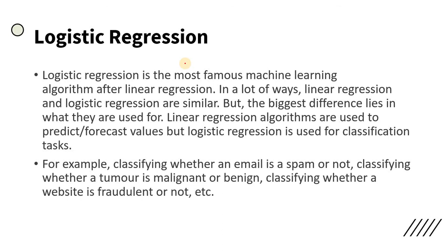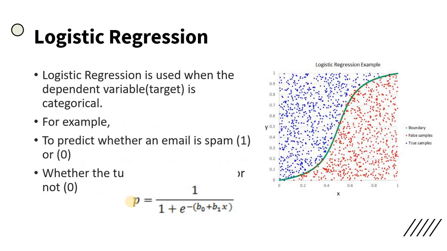For example, classifying whether an email is spam or not, whether a tumor is malignant or not, whether a website is fraudulent or not. In that type of situation the value is not continuous, it is a categorical value. Here it is fraud or not, so we are providing a categorical value. No numeric value is used. When the value is numeric we use linear regression. If the value is categorical we use logistic regression.